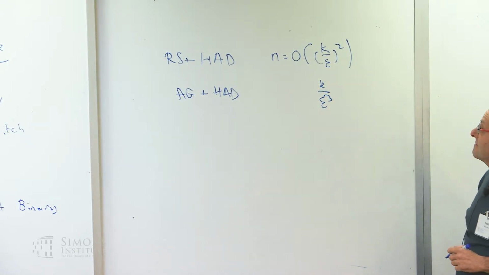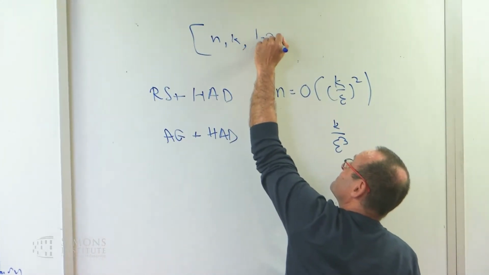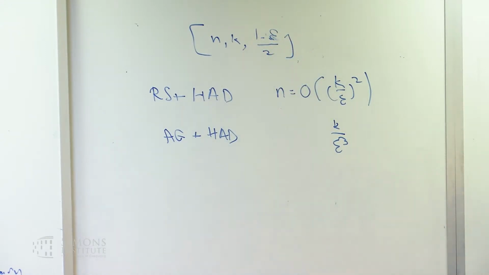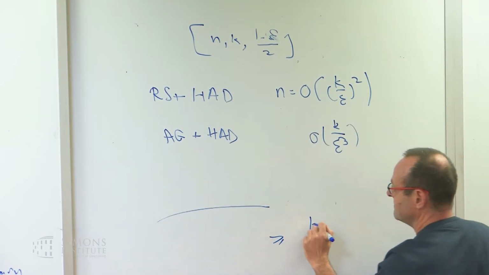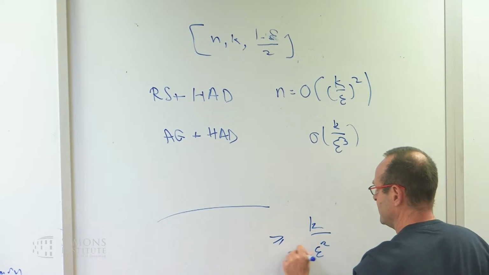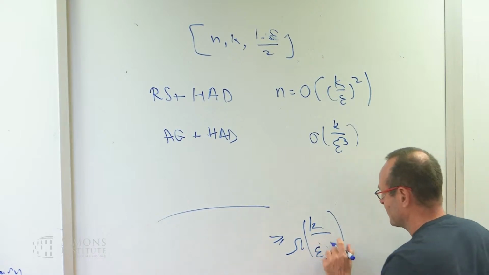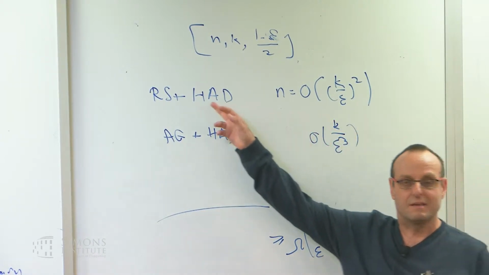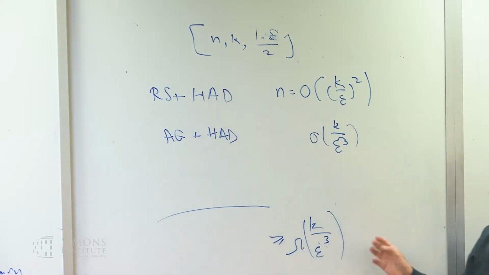What's the distance? Half minus epsilon. And then you can try other things, but there is a lower bound here that whatever you do, it will be omega of k over epsilon cubed. And this is if you only use the distance property that you are given about the outer code, then you won't be able to do more than that.